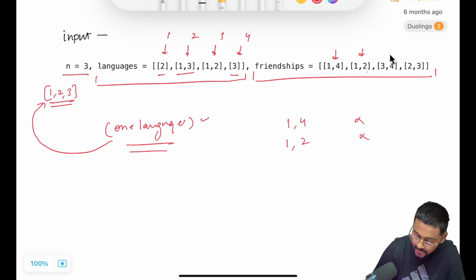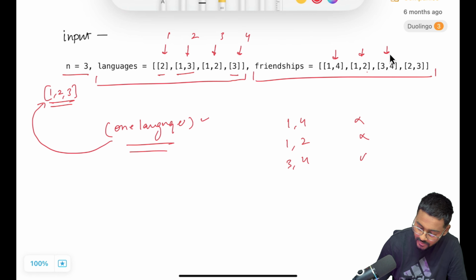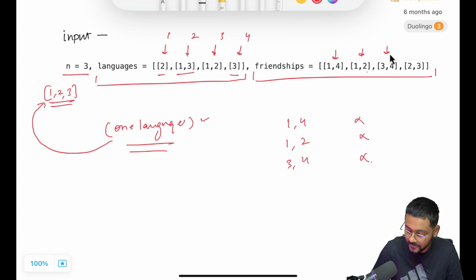Let's check for 3 and 4. 3 has a set of languages 1, 2. 4 has a set of languages which is 3. So both of these sets do not have anything in common. So 3 and 4 can also not communicate.